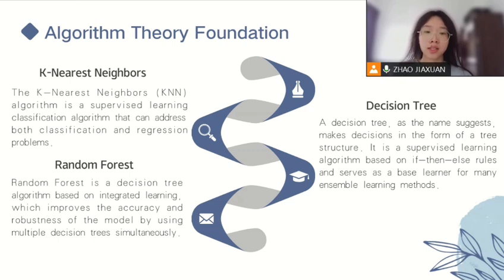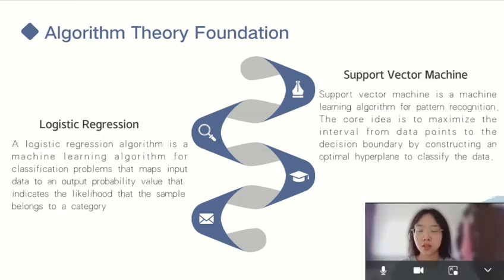The third model is decision tree. A decision tree, as the name suggests, makes decisions in the form of a tree structure. It is a supervised learning algorithm based on if-then-else rules and serves as a base learner for many ensemble learning models. The fourth model is logistic regression.